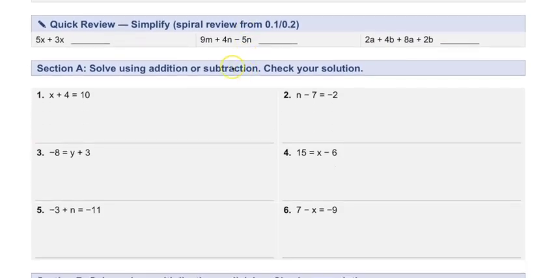Before we do that though, let's do a quick review from our last lesson. 5x plus 3x is going to be 8x. We're just going to add the numbers. Since they're both x's, we just add them up. 8x. Keep in mind, not 8x squared, just 8x.